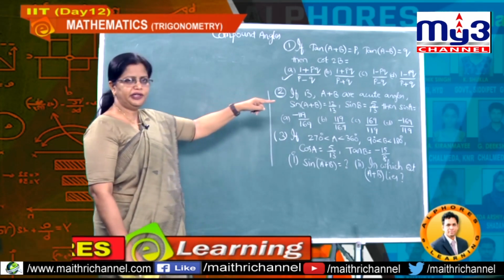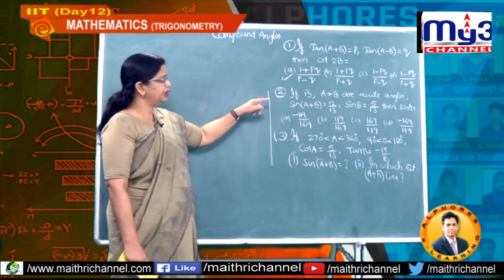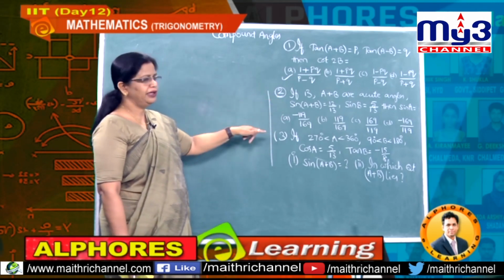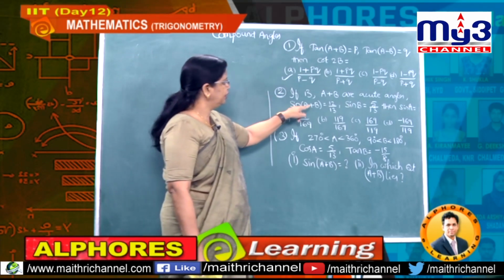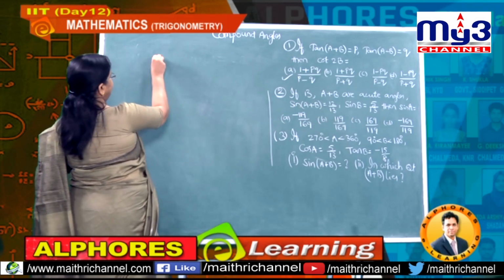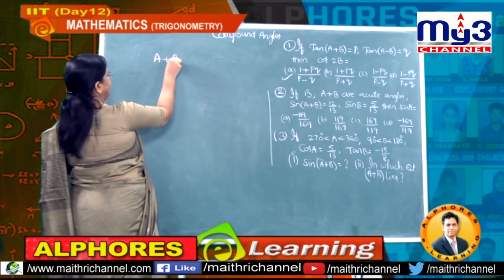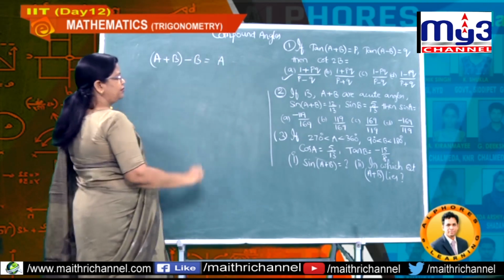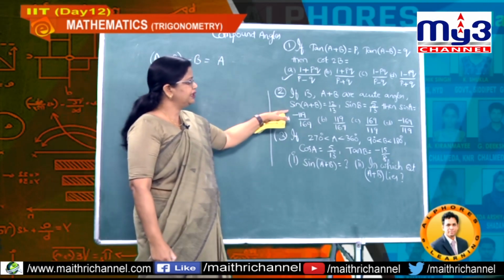Now what is the required value? Angle A, and what do we have in hand? We have A plus B and B. So how can you obtain the A value? By using the known values A plus B and B. So A plus B minus B is nothing but how much here? A. That's it, over. Got it? So what is the requirement?